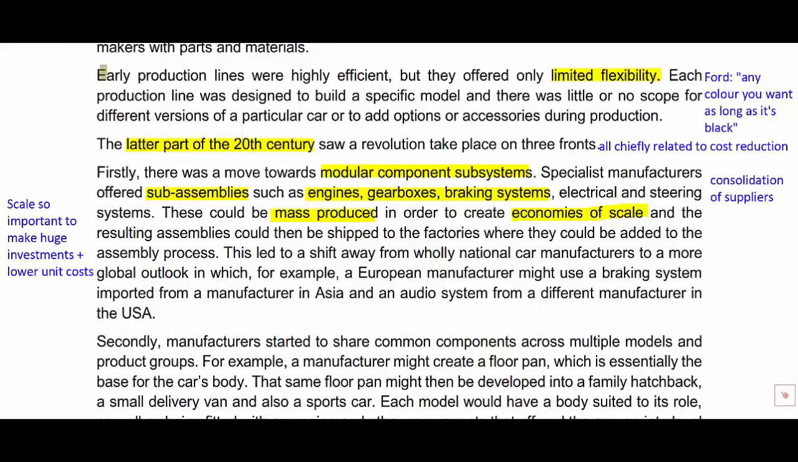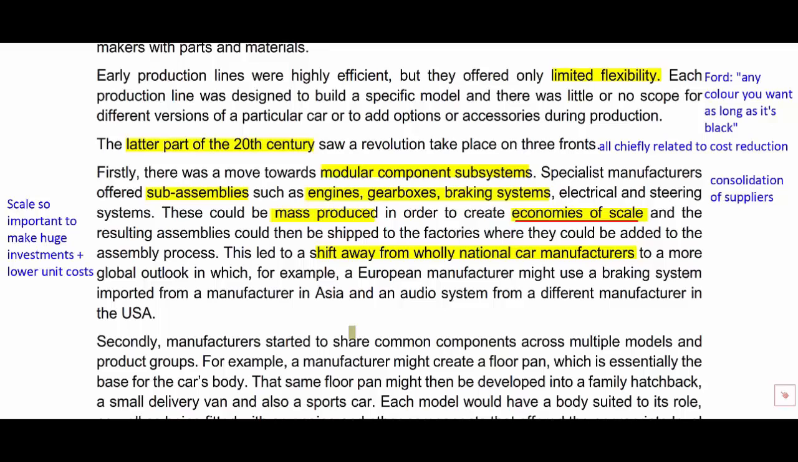So these items, we're told, are being mass produced in order to create those economies of scale. So that is a very key term when it comes to the auto industry, and we're going to see it come up again and again and again. There's been a shift away from wholly national car manufacturers, we're told, to a more global outlook. So this is the globalization part of the auto industry.